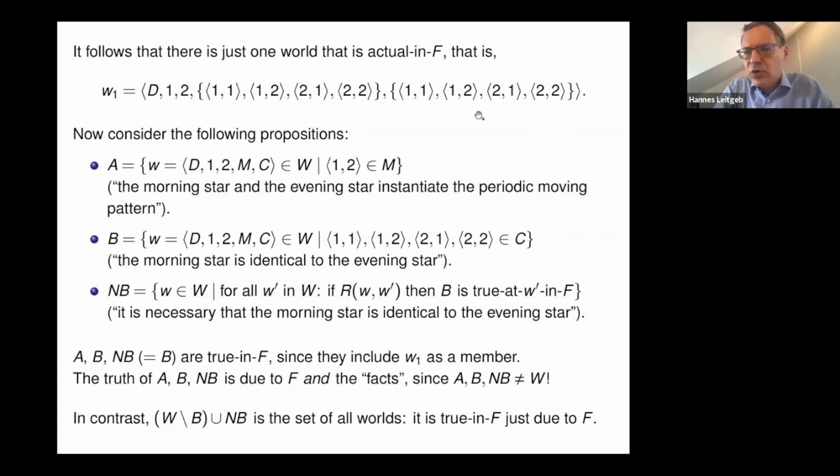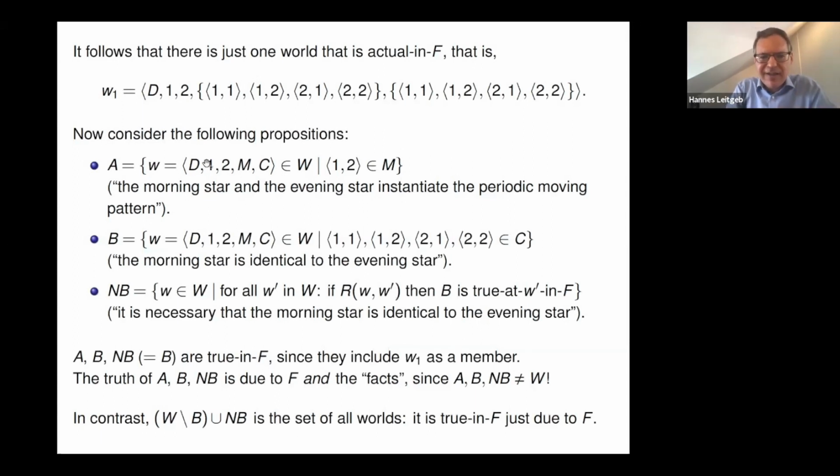Basically, 1 and 2 need to count as identical, okay? And 1 and 2 stand to each other completely in that movement pattern relation, because morning star equals evening star, and that thing, Venus, stands to itself in that movement pattern relation. And structurally, that's the world W1 here, and that's the only actual world in the framework. All the other worlds get something wrong, okay? And now again, you have propositions. For example, this is the proposition that we would informally in natural language express by: the morning star and the evening star instantiate this periodic movement pattern.